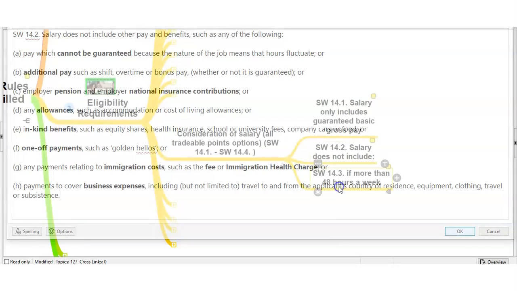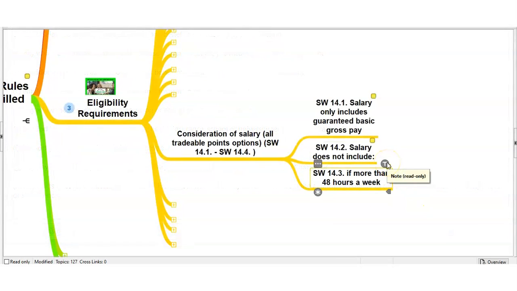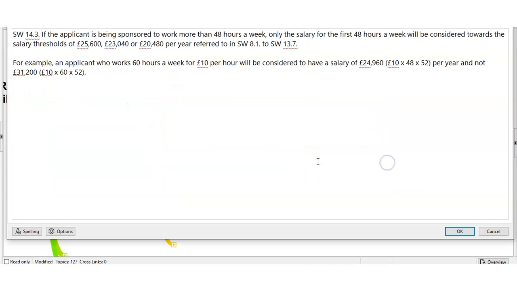And there are some special rules for those who would like to work in the UK for more than 48 hours a week. Here they say that if the applicant is sponsored to work here for more than 48 hours a week, only the salary for the first 48 hours a week will be considered. So there is really no benefit for the employer in employing someone for more than that. And the salary thresholds of £25,600, £23,040 and £20,400 per year will apply.